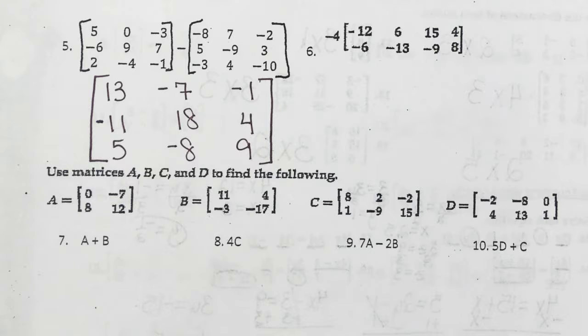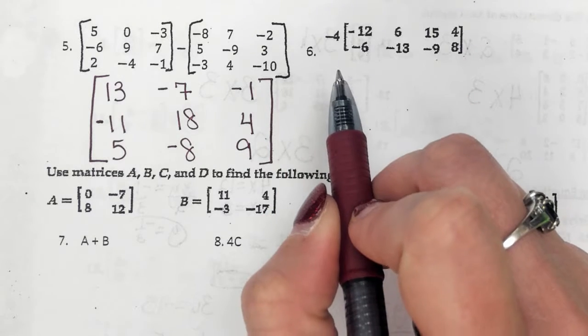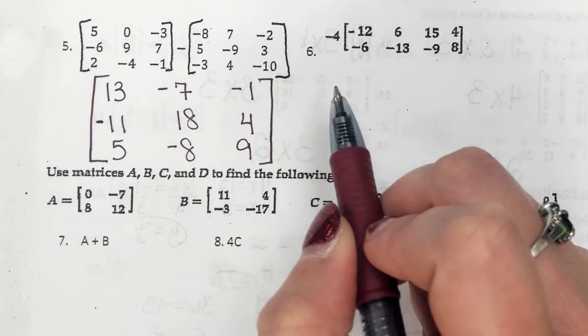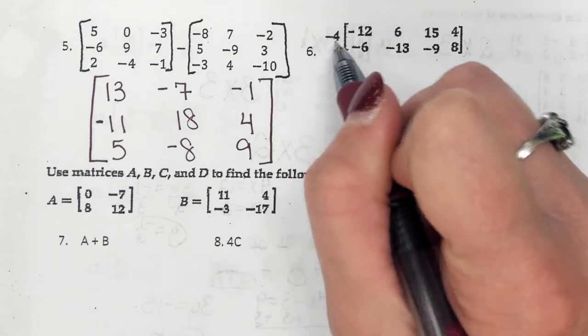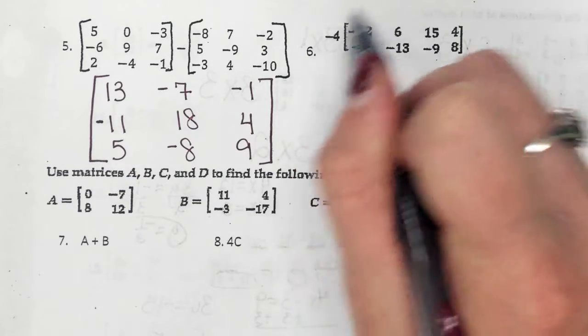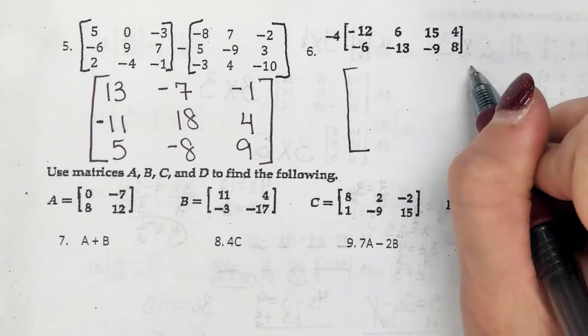Notice that we're not adding and subtracting anymore. You're multiplying. You're just multiplying by one number, so this is very easy. You can always do this. We're going to multiply by what number? Negative 4. So it's basically like distributing. You just multiply every single number by negative 4.